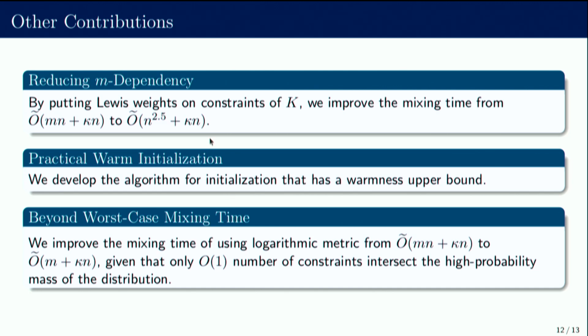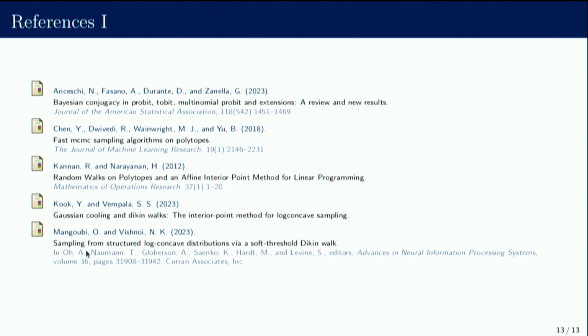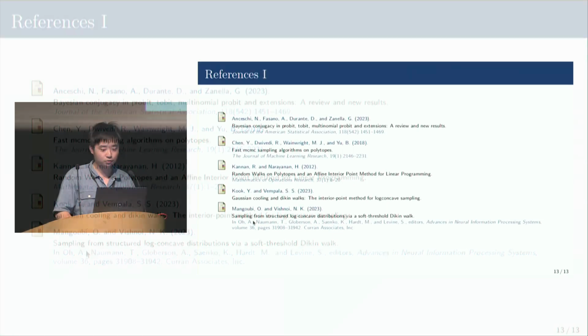Some other contributions in our paper. First, if we do not use the logarithmic barrier matrix, but use Lewis weights on this matrix, then we improve the mixing time from mn to n to the 2.5. Also, we provide some practical warm initialization. And another result is that, given that only O(1) constraints intersect the high probability mass of the distribution, the mixing time is linear in m instead of mn. This is a reference, and thank you for your attention.